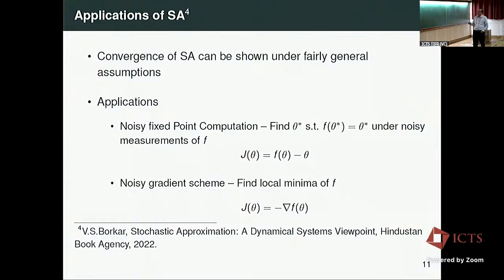In such a case, you can rewrite J of theta as f theta minus theta, and then the problem reduces to finding a 0 of J of theta. Or a noisy gradient scheme wherein, let's say, you wish to find the local minimum of this function f. Again, you don't know what this f is, but you have noisy estimates of f. And then you set J theta to be minus grad f of theta. And as long as you have some noisy estimates of this minus grad f, you are fine. I mean, you can apply this scheme.